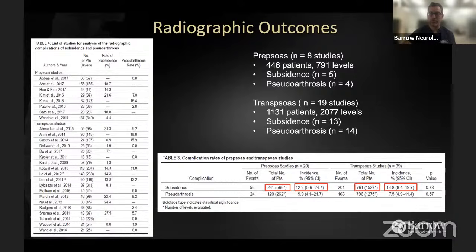We also looked at pseudarthrosis rates out of 4 and 14 available studies, and again found a similar rate, which was 9.9% for pre-psoas and 7.5% for trans-psoas, just showing the robust fusion rates for either one of these procedures.